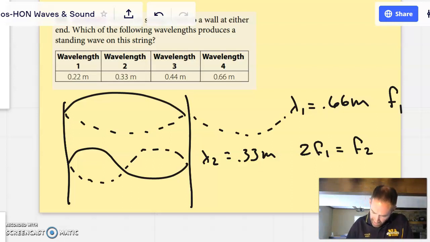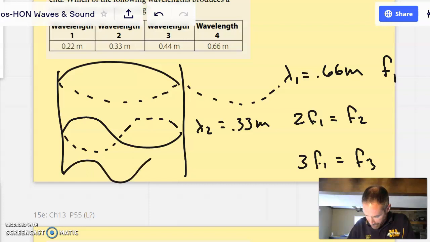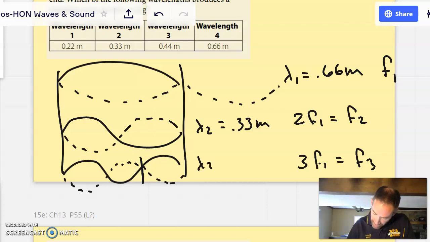Now, along those lines, if I wanted to triple that fundamental, I could say 3 times the fundamental is frequency 3, and that would give me a pattern that looks like this. And you can see that the wavelength there is 2/3 of the length of the string. And so that wavelength 3 is the 0.22 meters, or 1/3 of 0.66.